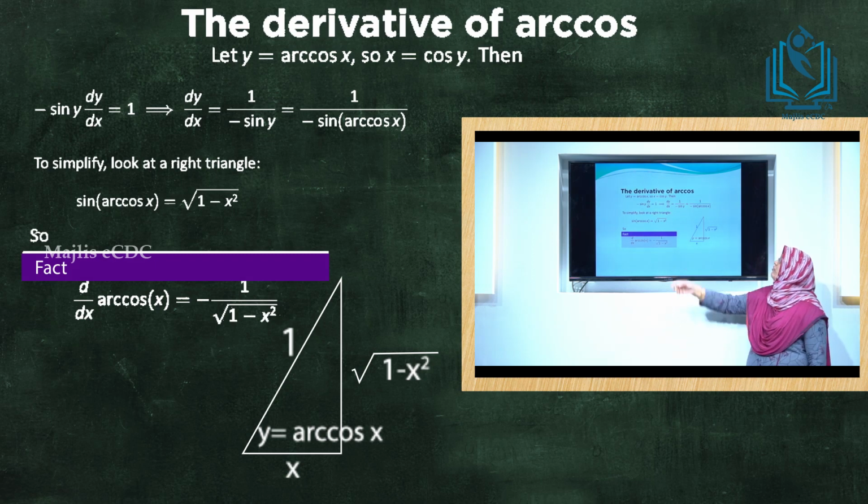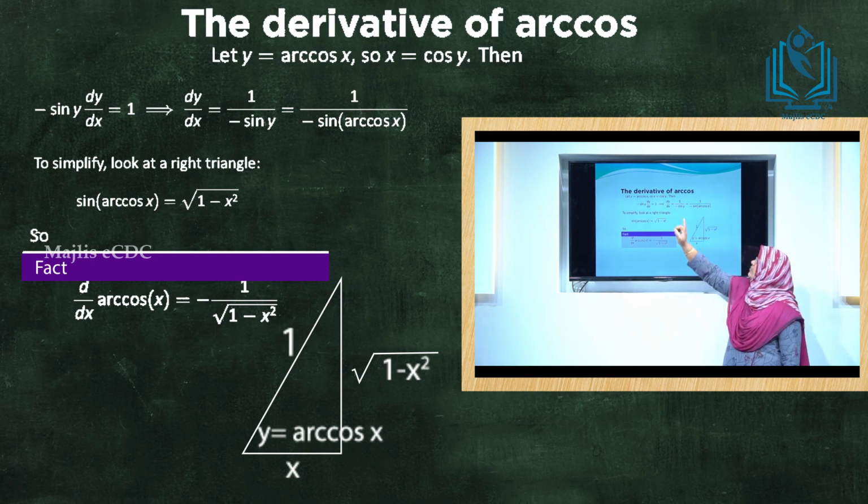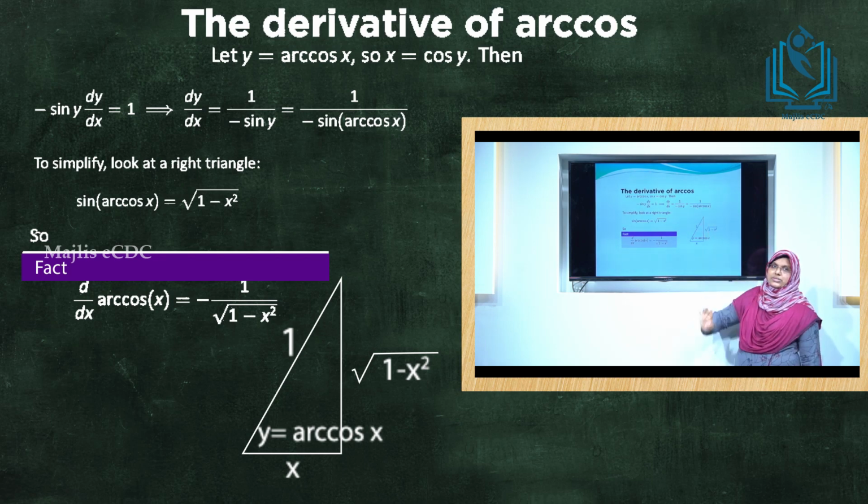Next, the derivative of arccos or cos inverse. We take y = arccos x, that is x = cos y. Differentiating both sides, the derivative of cos y is −sin y · dy/dx, and the derivative of x equals 1, which implies dy/dx = −1/sin y. That is −1/sin(arccos x).